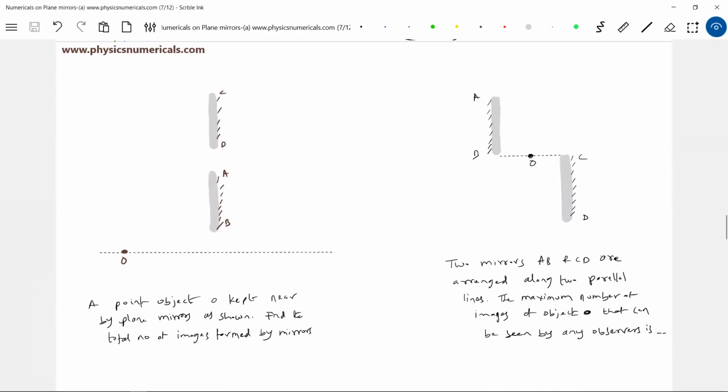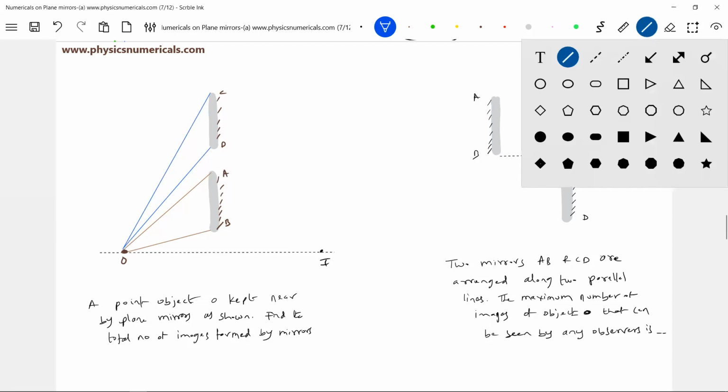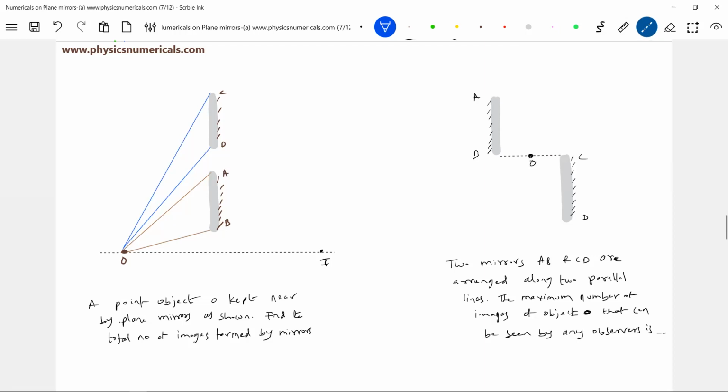Okay, it's the same idea. The number of images formed. Okay, where the object distance should be equal to image distance. So roughly, let me put it here. Let me go for the diagram directly. This is due to mirror one. Let me explain through ray diagram.